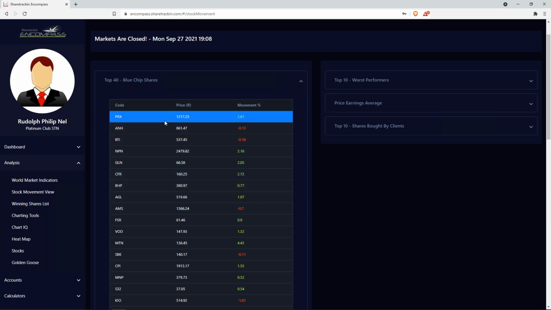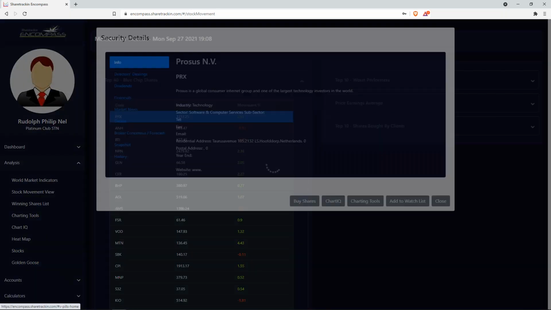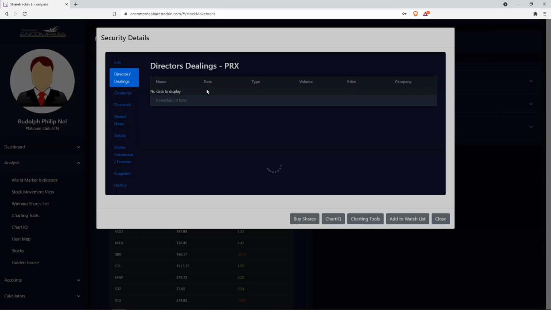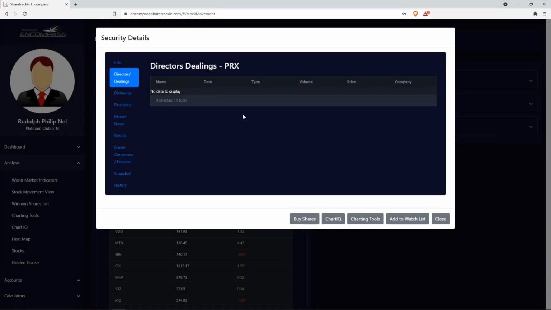If you want to know what the code stands for, all you need to do is click on the share, any place in the share, and it'll tell you what the name is for that company. While we're on this page, you will also see that you get the directors' dealings, telling you what directors bought and sold shares in the company. Some have, some don't.